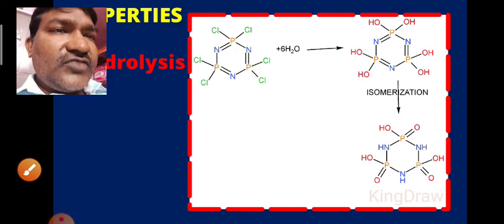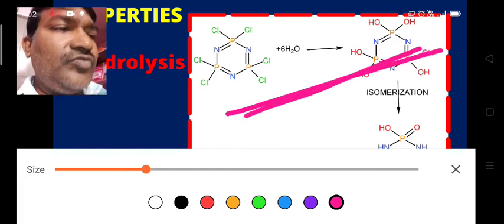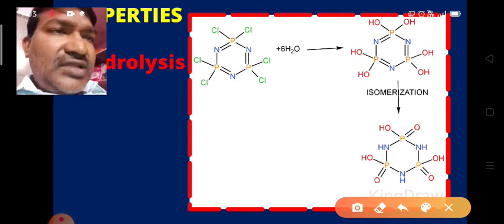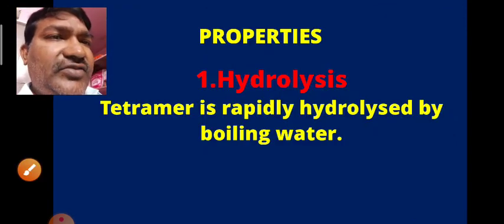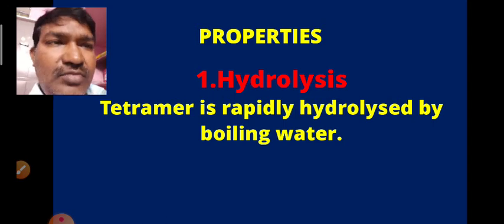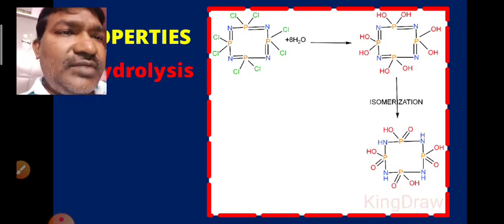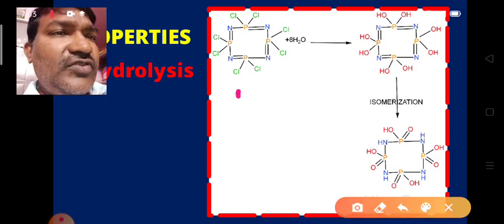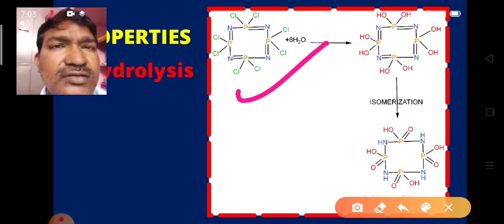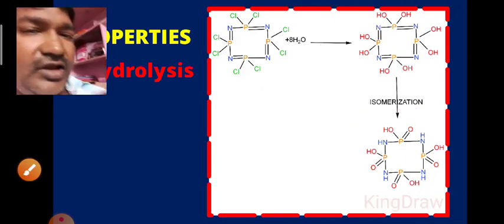So first of all, chlorines are substituted with the hydroxy group. Then after that, isomerization takes place. That we have to remember. A similar type of reaction takes place with the tetramer also. Tetramer is rapidly hydrolyzed with boiling water. Polymerization occurs very rapidly with boiling water. So the same thing happens here also. First of all, chlorines are replaced by hydroxide ions. Then the compound undergoes isomerization and we get another compound, an isomer of that intermediate product.